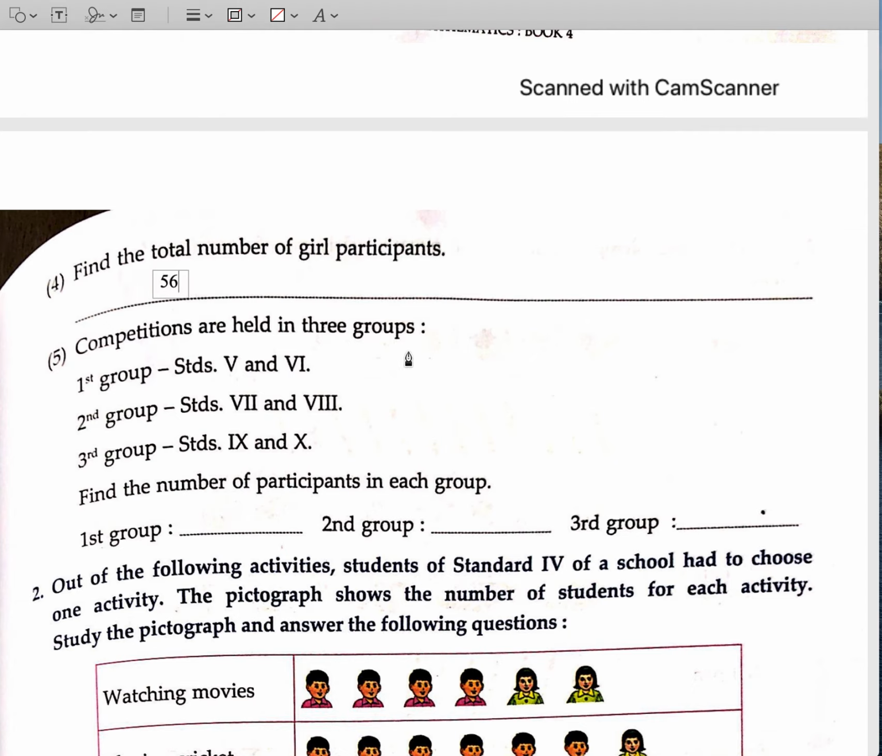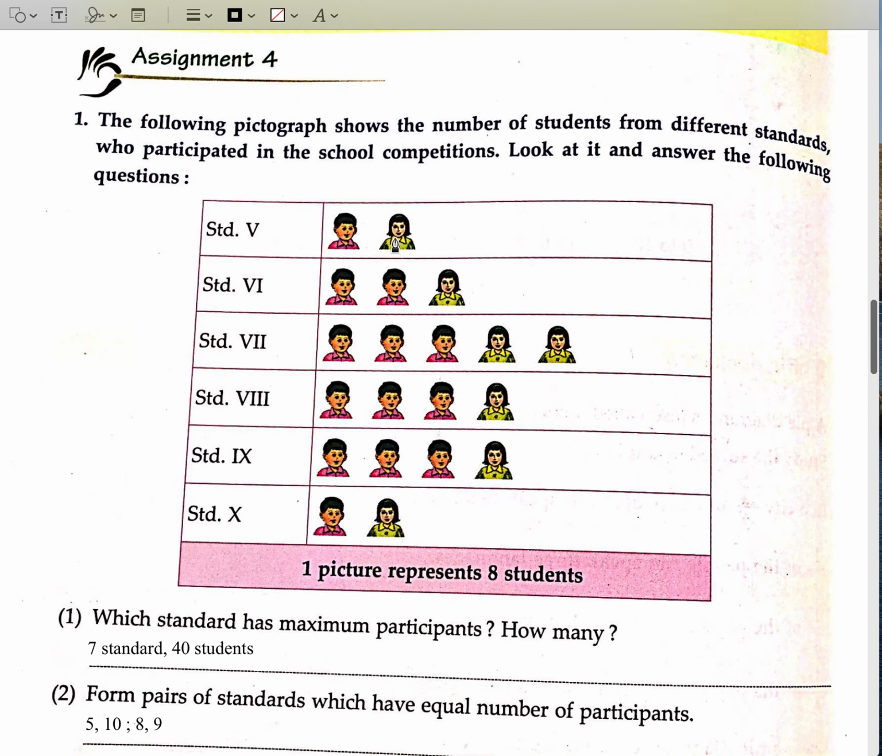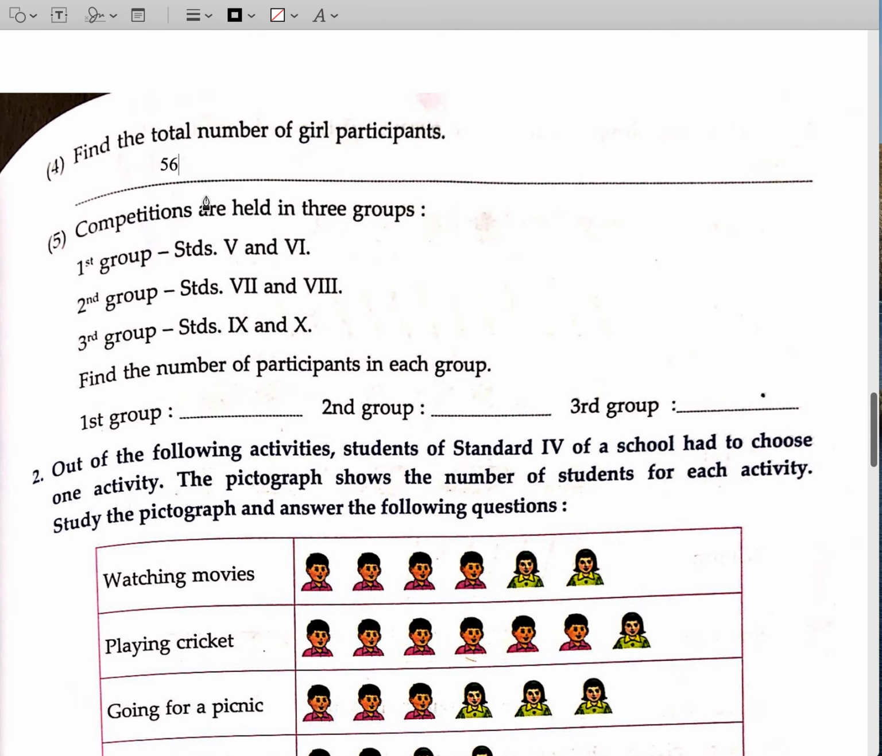Competitions are held in 3 groups. So 5 and 6, 7 and 8, 9 and 10. So find the number of participants in each group. First group is 5 and 6. So let's see. 1, 2, 3, 4, 5. So 5 into 8 is equal to 40. This means in the first one there are 40.